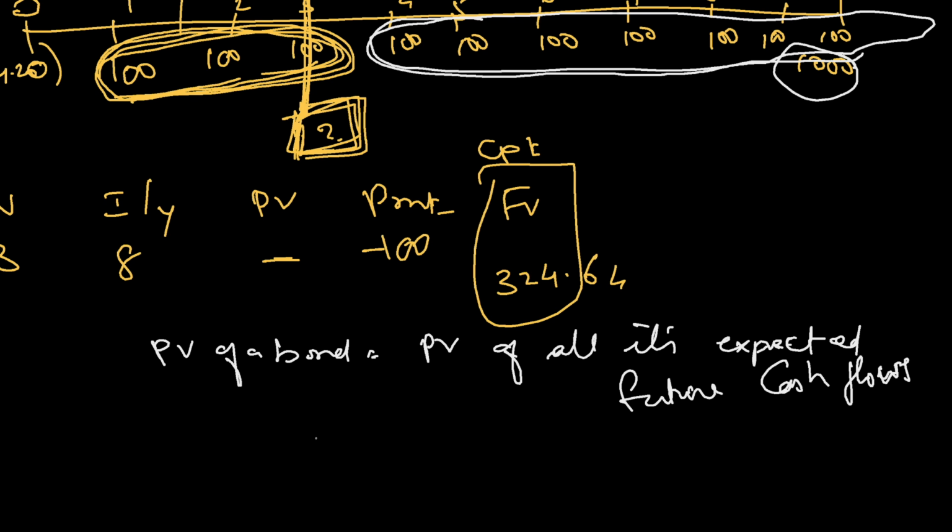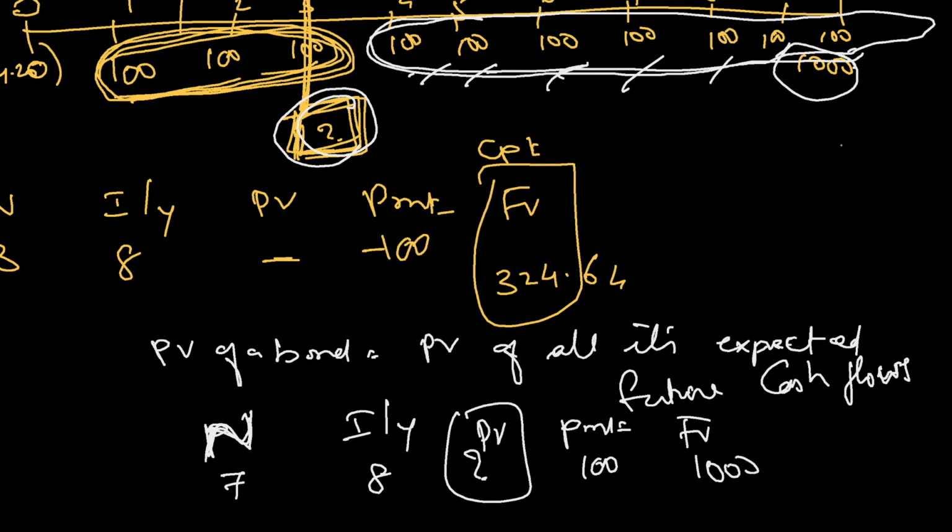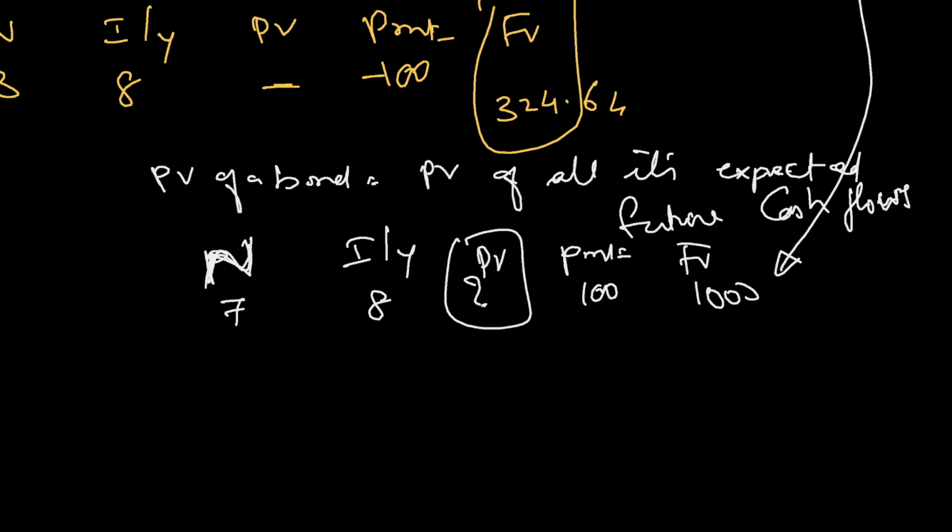Okay, so let me find out the present value here. N, IY, present value, payment, and then future value. So N is going to be 1, 2, 3, 4, 5, 6, 7. So 7 times I'm going to get a payment of 100, which will be reinvested at 8%. I need to find out the present value. Payment is 100 I'm going to get, and at the end I will get 1000. So if these are the cash flows, what should be the present value? I'm taking my calci and doing it here.